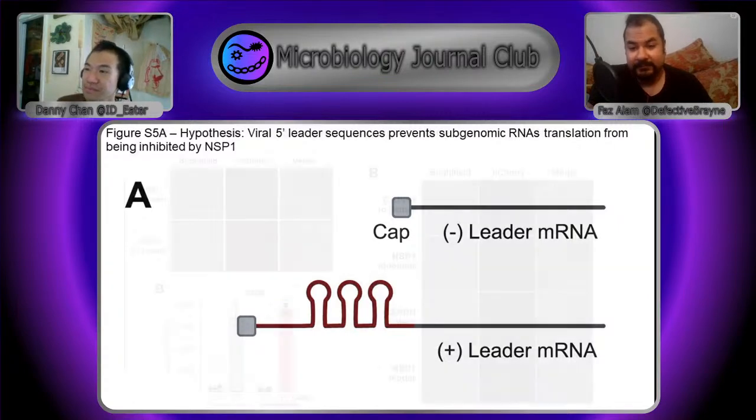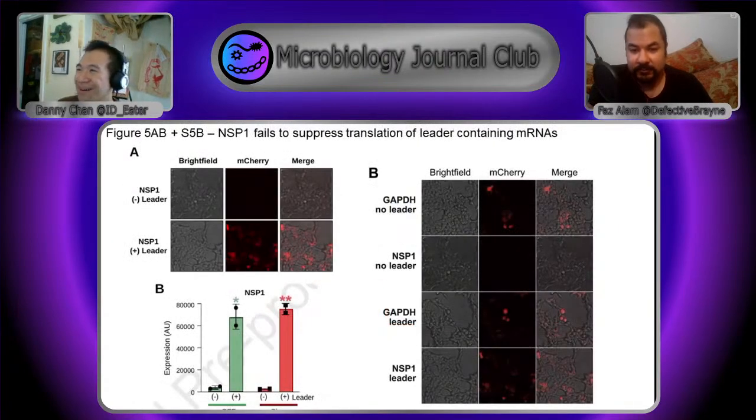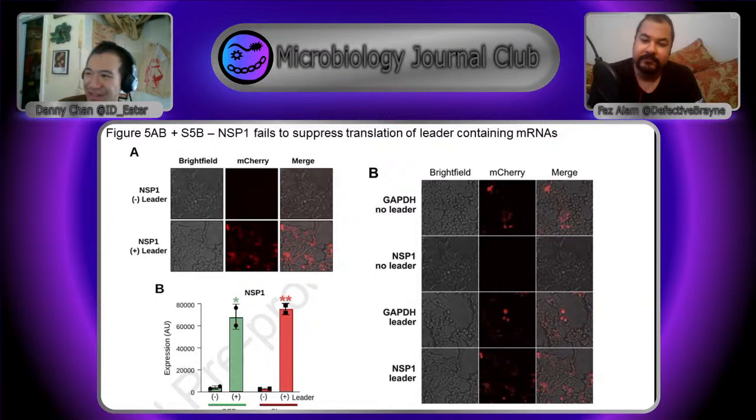So they have a reporter that makes mCherry, which is red, and then they have versions that have the leader or don't have the leader. And they find that the versions that don't have the leader don't get produced, but if they do have the leader sequence, so these aren't virus cells. They literally take mCherry, this gene, put the virus leader on it to see whether they get expressed when there's NSP1 there, and it turns out that they do.